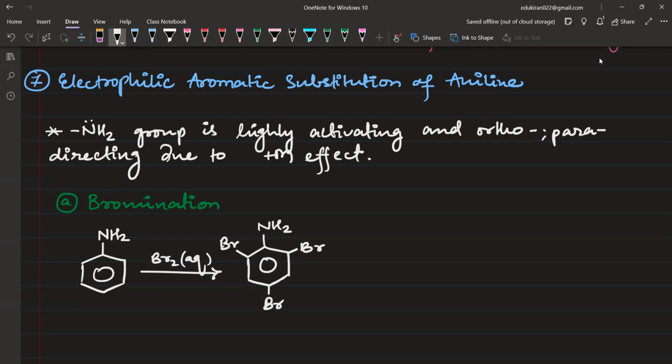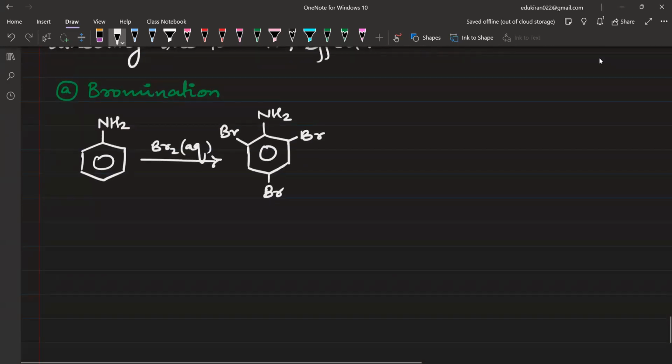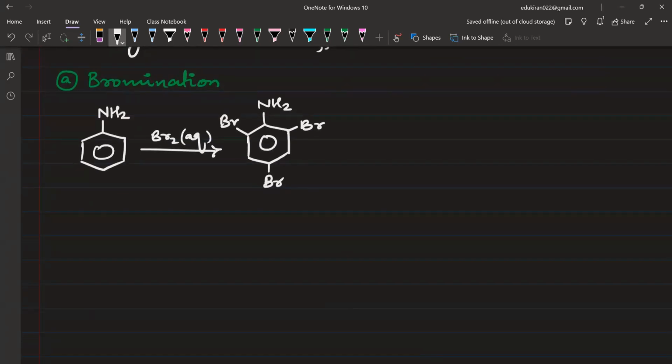ठीक है. Why is it happening? Due to high activating capacity of the NH2 group. सबसे पहली बात तो ये. ठीक है. Because it is highly activating. They will ask you why does it give tri substituted product, then you are going to say that because the NH2 group is highly activating in nature. Now this is also a problem, right? What if we need a mono substituted product? I need bromine in only one position, then what do I do?